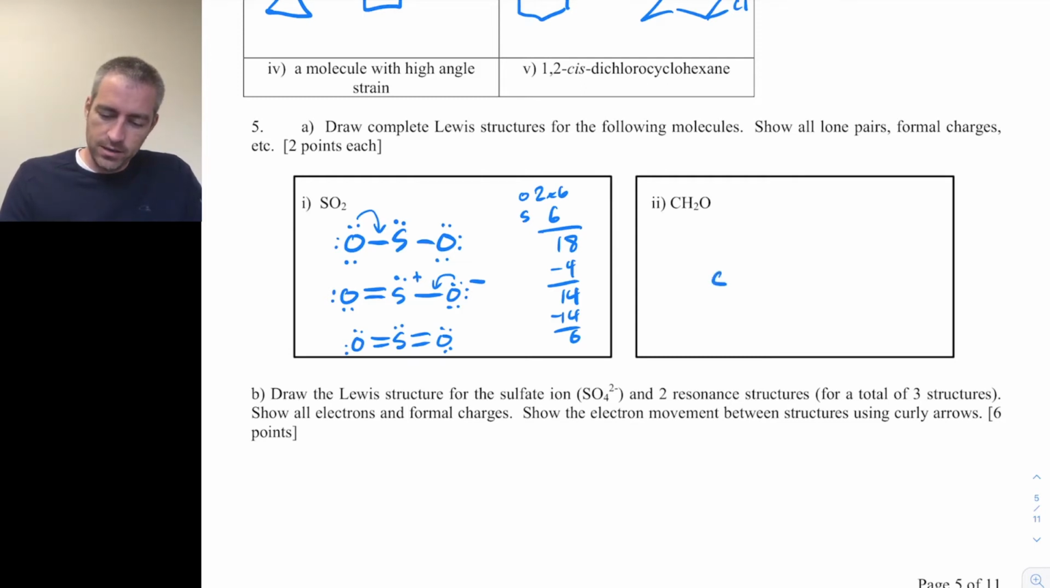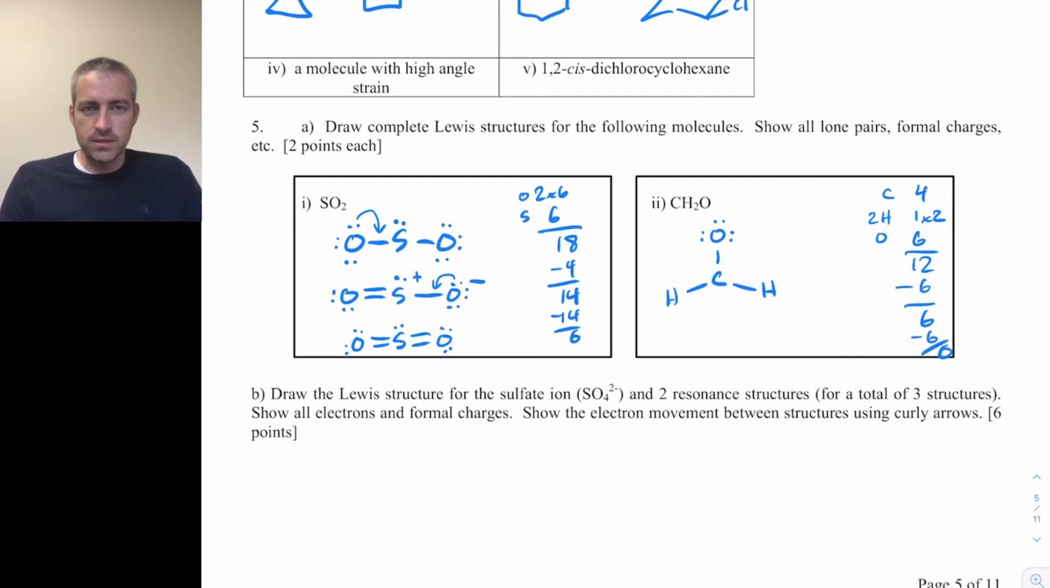Next one, we have a carbon, hydrogen, hydrogen, oxygen. So this one, if you add up the electrons, carbon has 4, 2 hydrogens has 1 times 2, the oxygen has 6, which gives you 12, minus 6 for the single bonds, leaves you with 6. Fill up outer octets, 2, 4, 6 is 0. The carbon doesn't have a full octet, so we need to bring 1 electron pair down. When we do that, we end up with a multiple bond between the carbon and the oxygen, and now everything has a full octet, everything has 0 formal charges, and we're done.